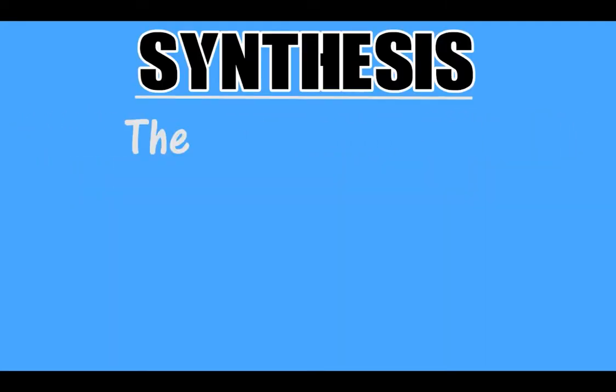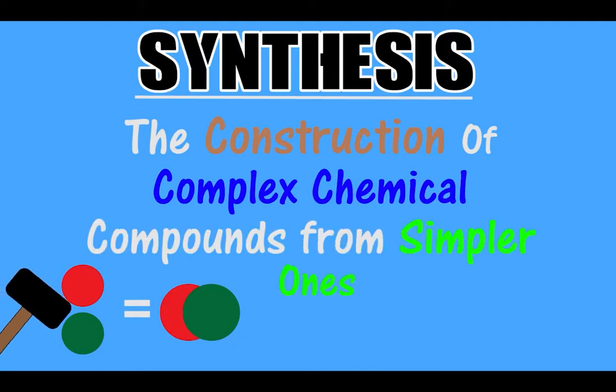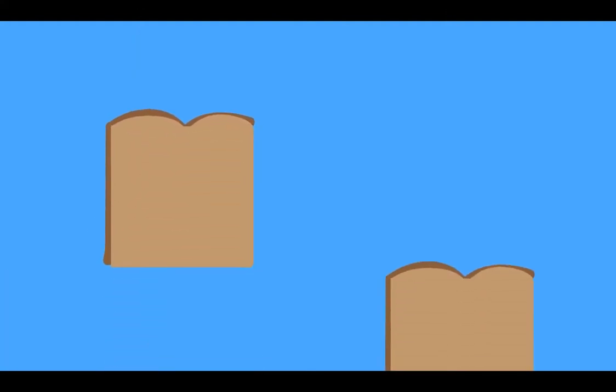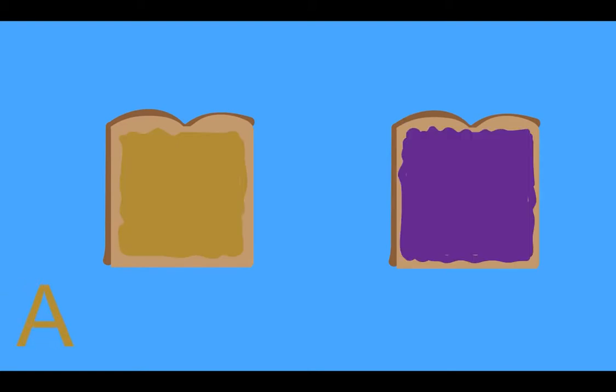Synthesis: the construction of complex chemical compounds from simpler ones. You can think of synthesis like a peanut butter and jelly sandwich. The peanut butter is A and the jelly is B. When you combine both, they create a peanut butter and jelly sandwich.